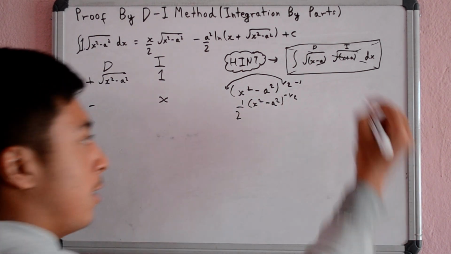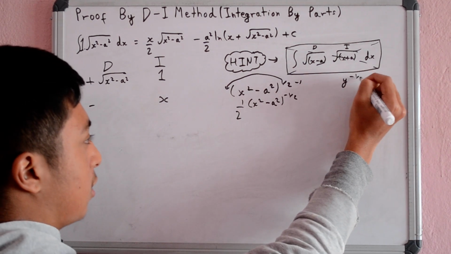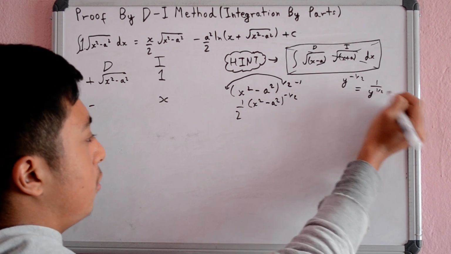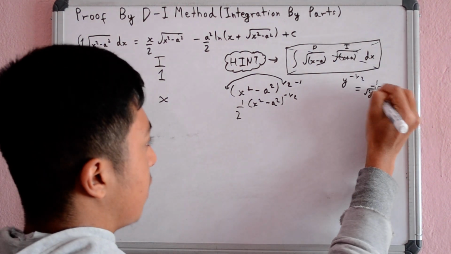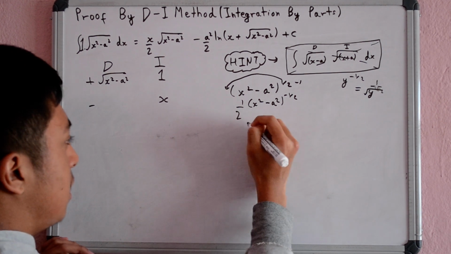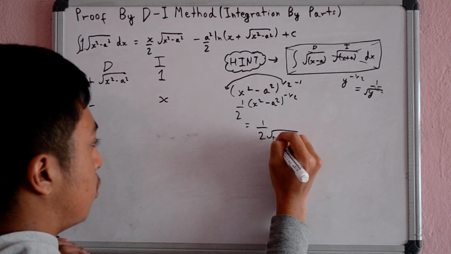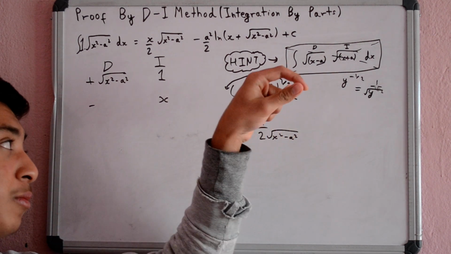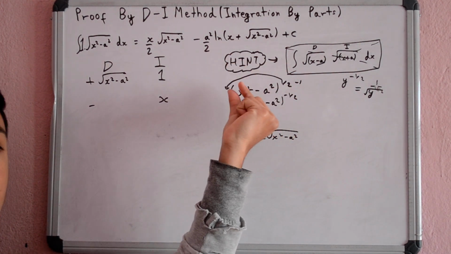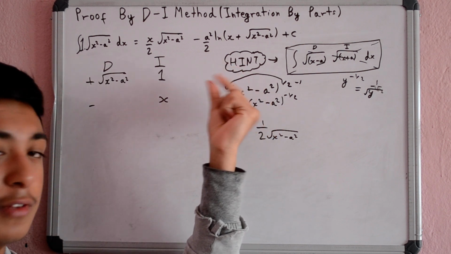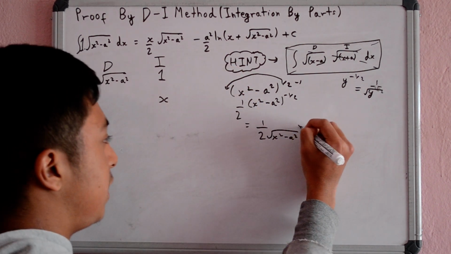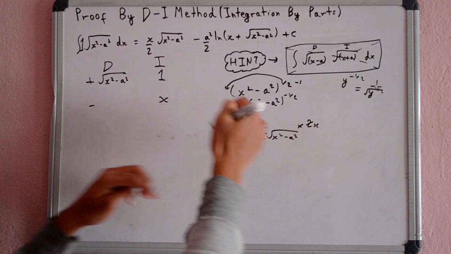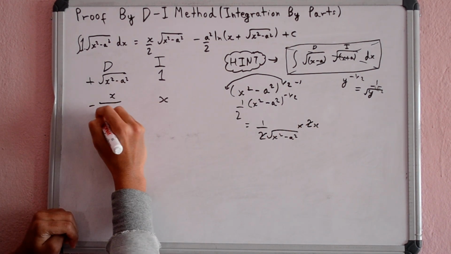Now, if you have, let's say, y to the power minus a half, this is just equal to 1 by y to the power half, which is 1 by square root of y. So this is just 1 by 2 square root of x square minus a square. But don't forget the chain rule, as you'll have to multiply by the derivative of the inside of the bracket, which is simply 2x, as a square is constant. The 2 cancels, and we have this thing. So put that over here.